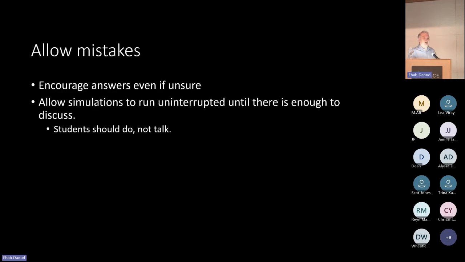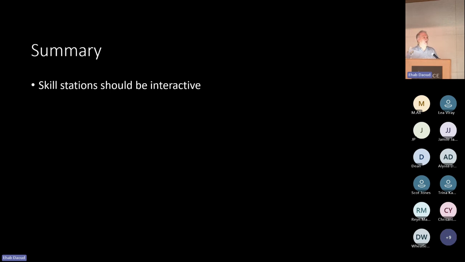You create a safe environment where people can make mistakes. Encourage answers if they're unsure. People making mistakes will learn a lot. That's why I'm so well experienced. I've made lots of mistakes in my life. If you get it right the first time, you often don't know why you've got it right. We use simulations, and we allow them to continue until they finish. Allow people to make mistakes and then analyse what they could do. Skill stations are meant to be interactive. They're not always. The idea is that you want the candidates to talk.